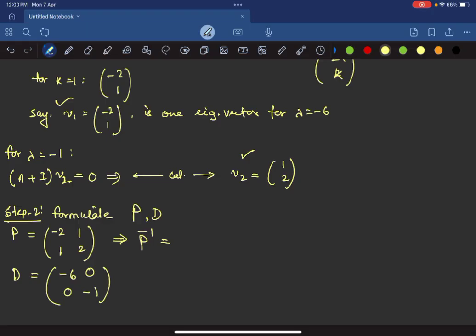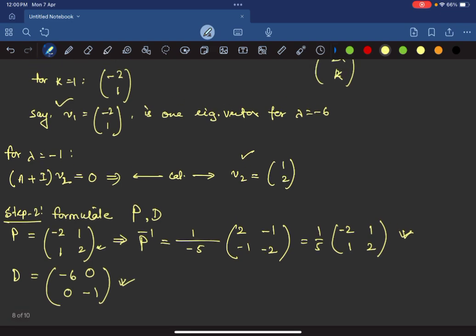So if we want to find P inverse, first the determinant, that is minus 5, and here the adjoint, so that is nothing but 1/5 times [-2 1; 1 2]. So this is going to be P inverse, this is P and this is D. Now we are going to apply one important concept which we already studied in our previous sections, in the diagonalization part particularly, you will find it in that lecture.